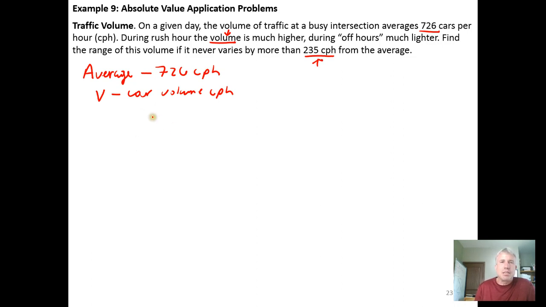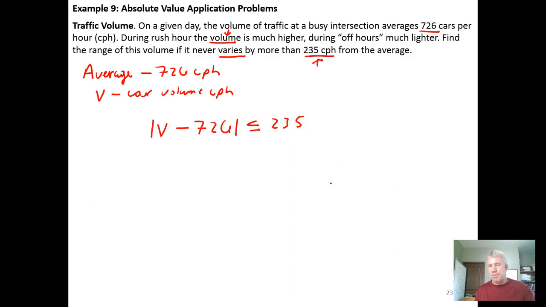So the way that we set this up is we say, what's the actual volume minus the average volume? And this gives us the variance in car volume. What's actually going on minus the average gives us our variance. The volume varies from average. And we want to kill negative signs because negative car volume doesn't make sense. So I've got my absolute value sign on here. Here's my variance. And we're told that the variance is always less than or equal to 235.